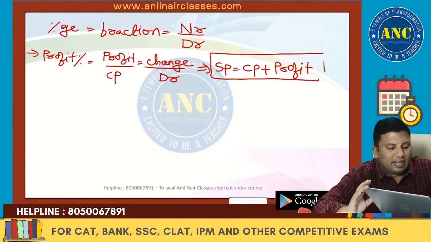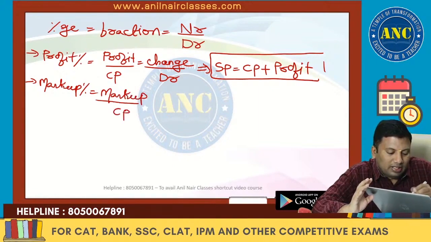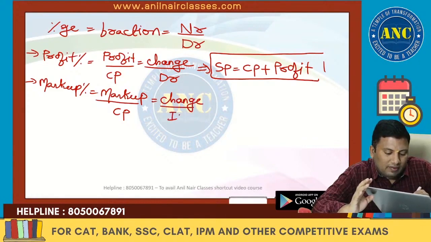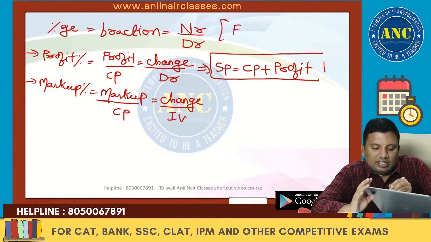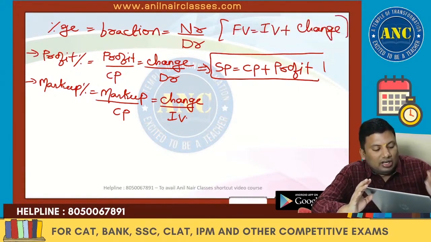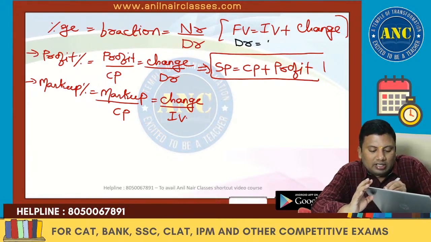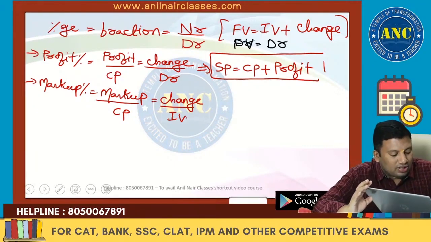I hope the idea is clear. Markup percentage is nothing but markup by cost price. This is nothing but change by initial value. What is it that we discussed? Final value is initial value plus change. So the final value is nothing but the denominator plus the numerator.